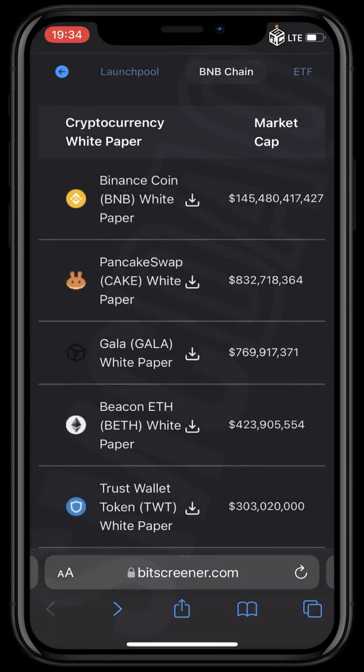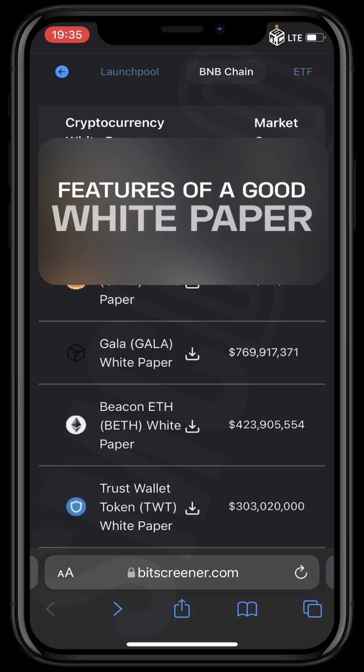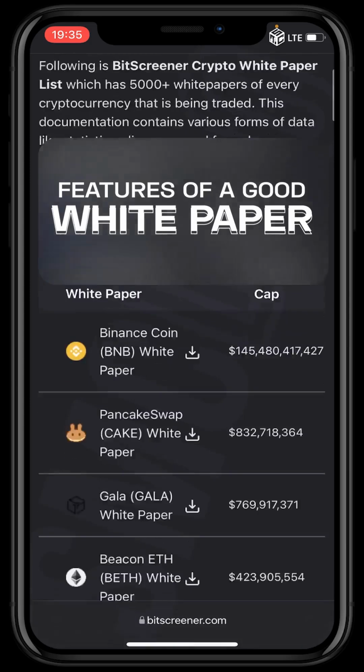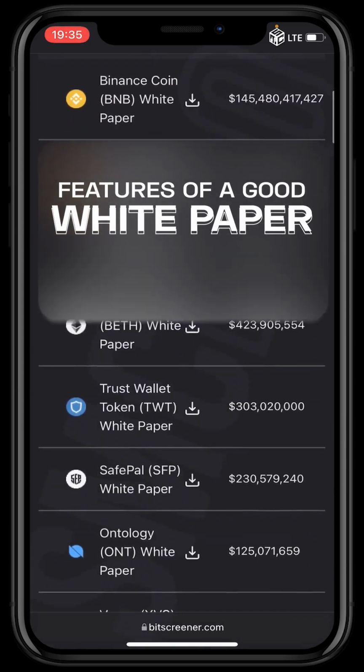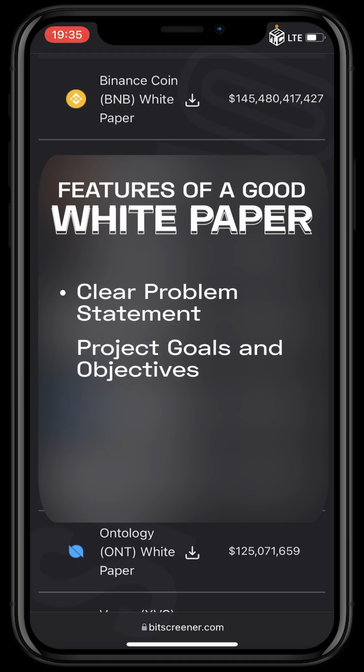So guys, to read and understand an investment white paper, you first need to know the features of a good white paper. I mean, the vital things you need to look for in a good white paper. So the first thing you need to look out for is whether it has a clear problem statement, how the project solves a real world problem, how it differs from its competitors. Then look out for the project's goals and objectives. Ask yourself whether they are achievable.